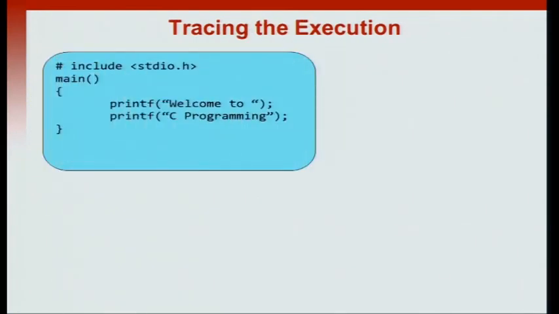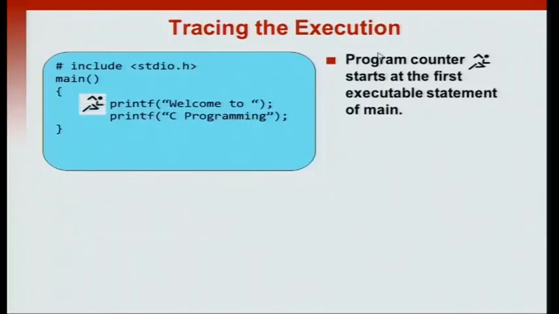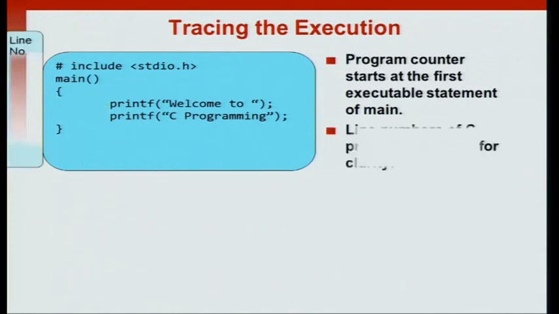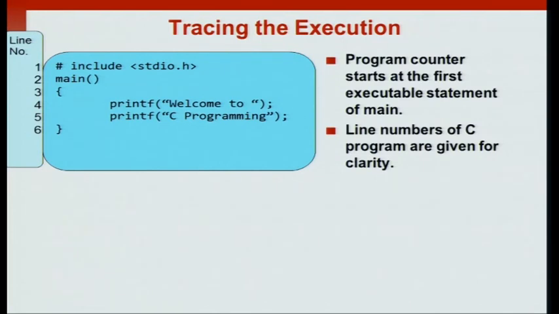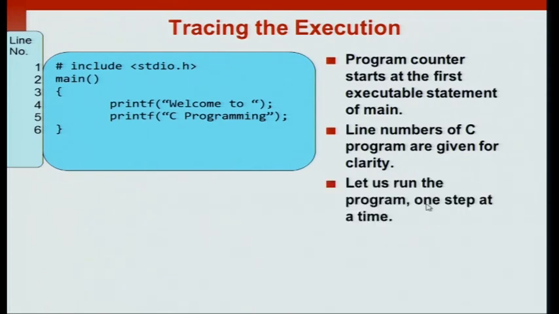Let's trace what happens when we execute the program. By tracing we mean step by step looking at each statement and seeing what happens when the program executes. Okay. We have what is known as a program counter, which says here is the currently executing line of the program. The program counter starts executing at the first statement of main. For ease of reference, I have given line numbers in the code. This is given just for clarity. Now let us see what happens when we run the program line by line.